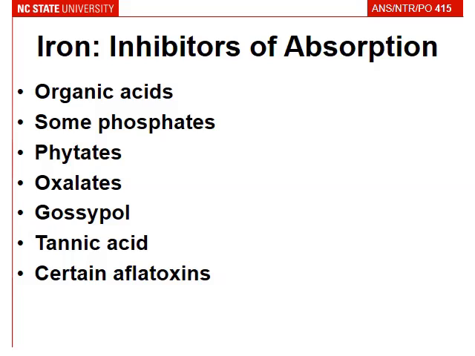Other inhibitors of iron include some organic acids. So our ascorbic acid and our citric acid are going to increase absorption. There are some other organic acids that will actually inhibit the absorption. You have phosphates that can inhibit absorption. As I mentioned, the phytates, oxalates, gossypol, tannic acid, and aflatoxins. And aflatoxins are chemicals that a lot of molds produce, and there are hundreds of different aflatoxins. So it all depends which particular aflatoxin that mold is making, and some of those can inhibit the absorption of iron.